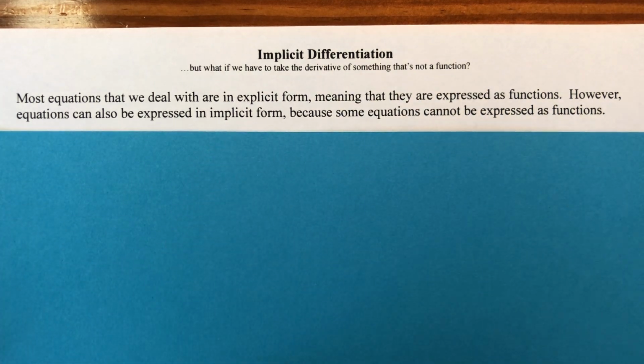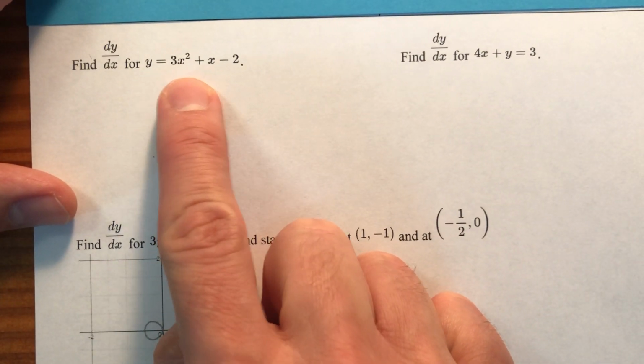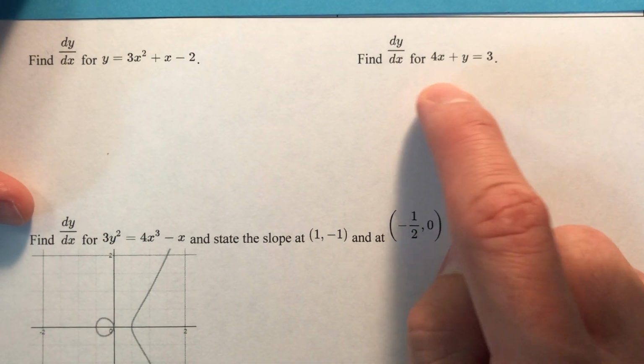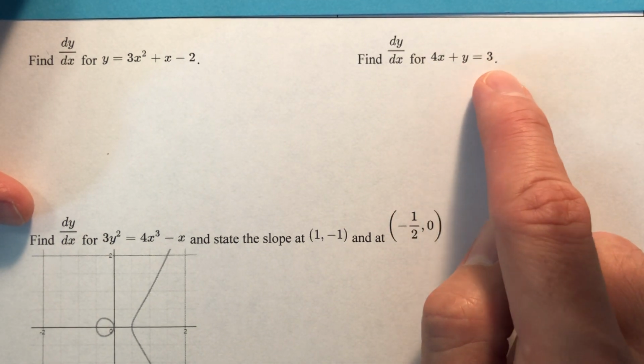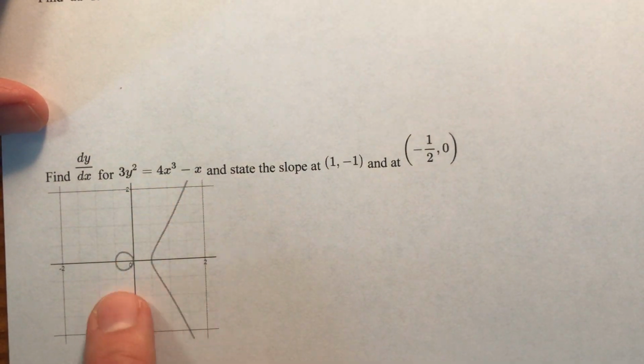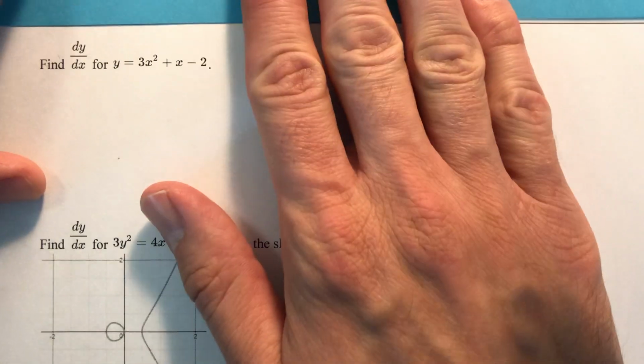I've already written some stuff. I'm hiding it from you, but let me show you just a little bit here. This is a function. Y equals blah, blah, blah. This doesn't look like a function, but it can be very easily. If we subtracted 4x, we'd have y equals 3 minus 4x. That's a function. That's not a function. You can look at the graph and tell it's not a function. But we can take the derivative of any of it, and so we're going to be doing that using implicit differentiation.